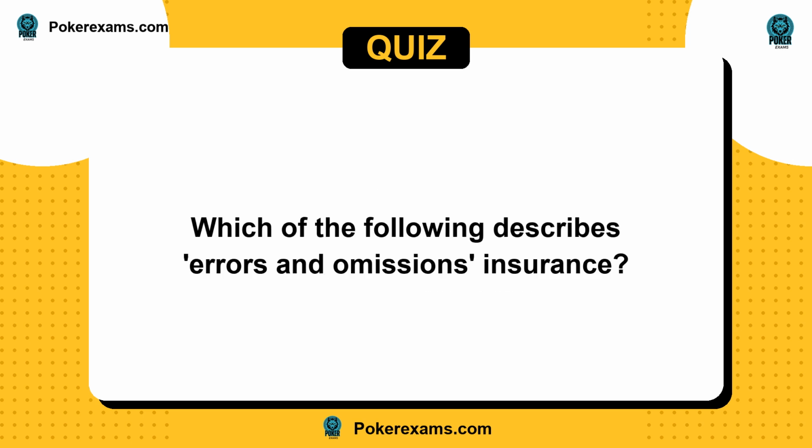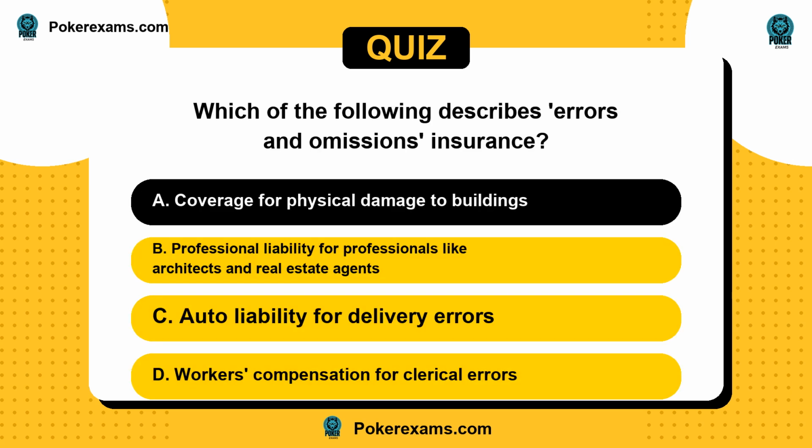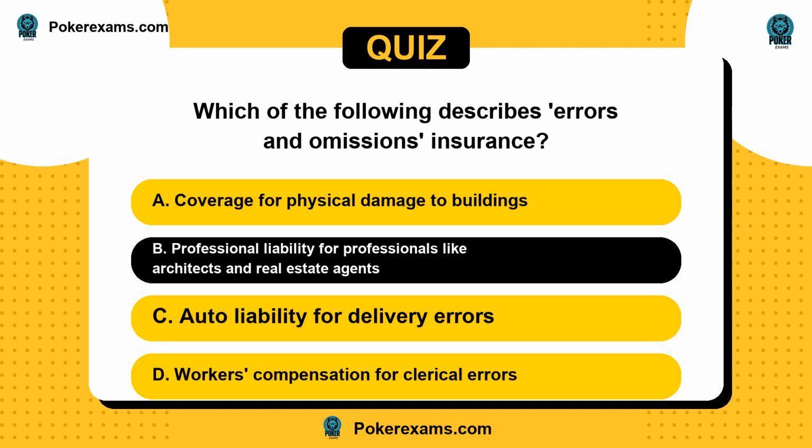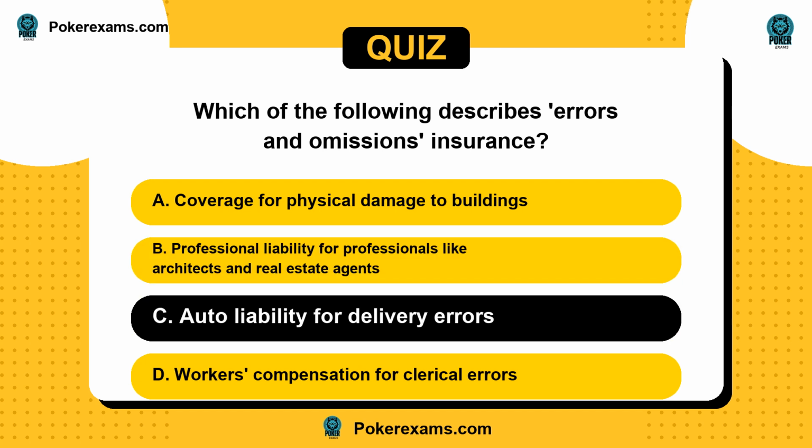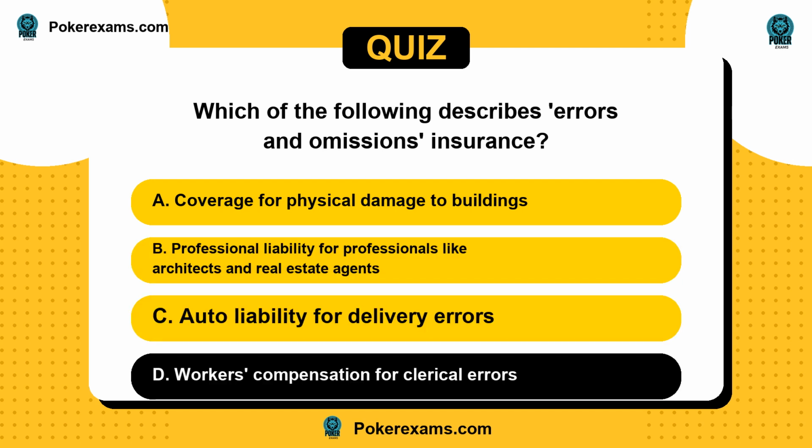Next question. Which of the following describes errors and omissions insurance? Is it A, coverage for physical damage to buildings? Or B, professional liability for professionals like architects and real estate agents? C, auto liability for delivery errors? Or D, workers' compensation for clerical errors?